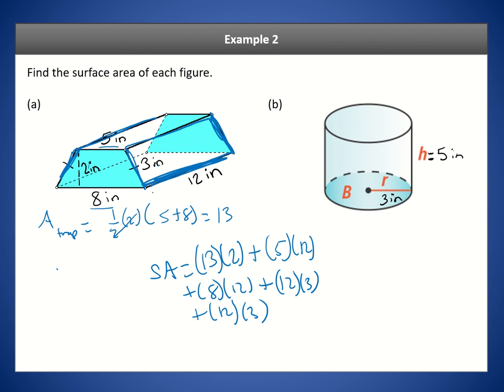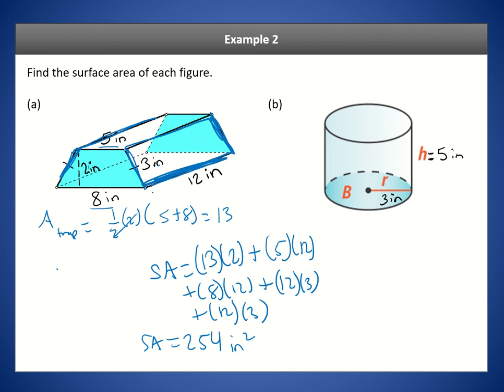All right, and now you add the surface area. I'm going to add those numbers together. We got 26 for the first part, plus 60 for 5 times 12, plus 96 for the third part, plus 36, plus another 36. So you should get the surface area is about 254 inches squared.